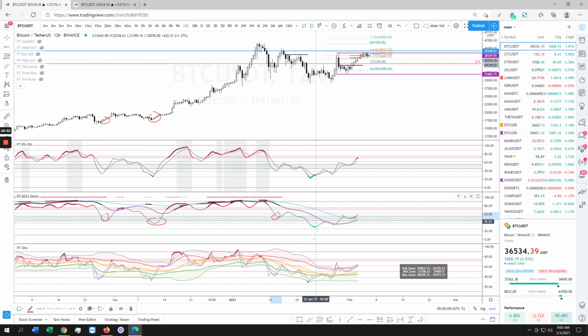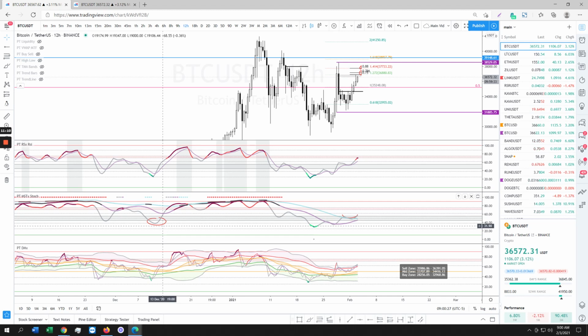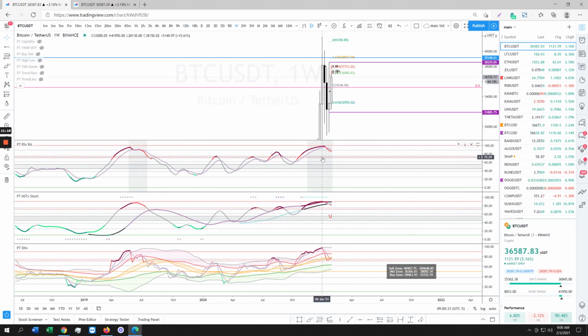In regards to higher time frame, weekly, still looks like shit. Sorry guys, I'm on the screen. Still looks like shit.